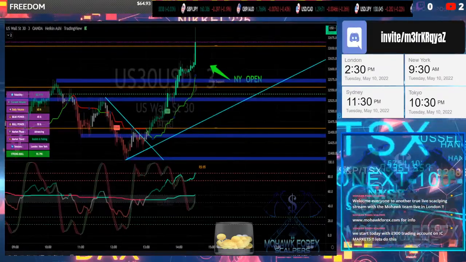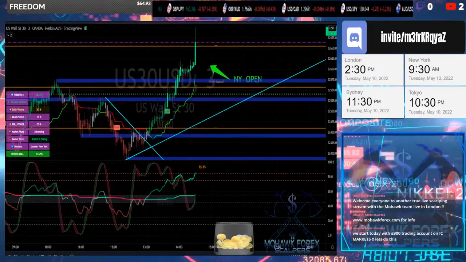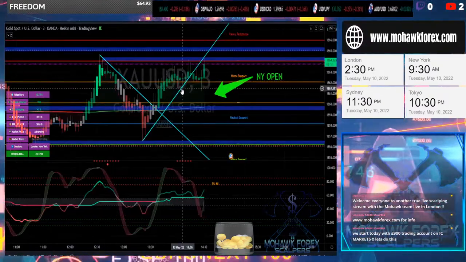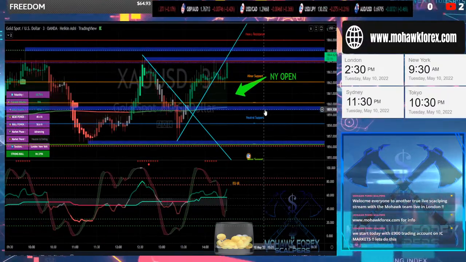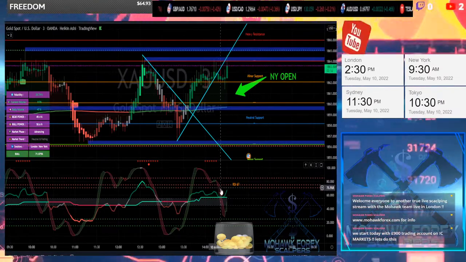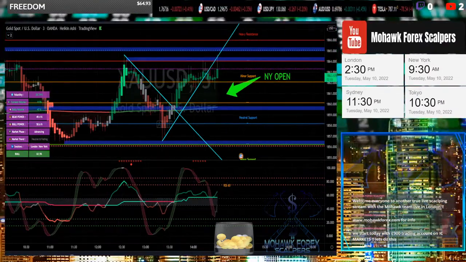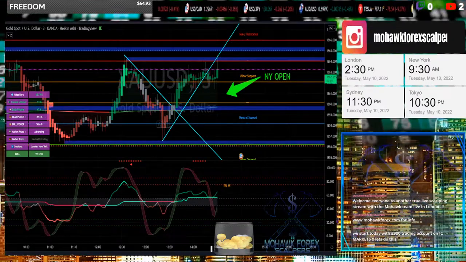Nice little spike up on gold. I think it's hard to put your head around any narrative, let's just be honest. We've had sort of a snapping of a heavy resistance there at 1863, 1864. Yeah. You've got RSI green, stochastic green, but it's a wick filler.